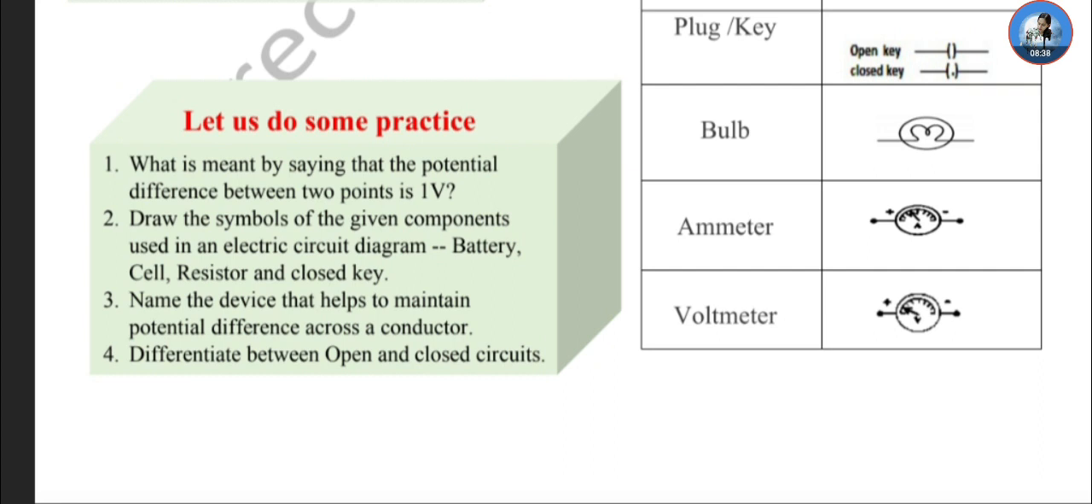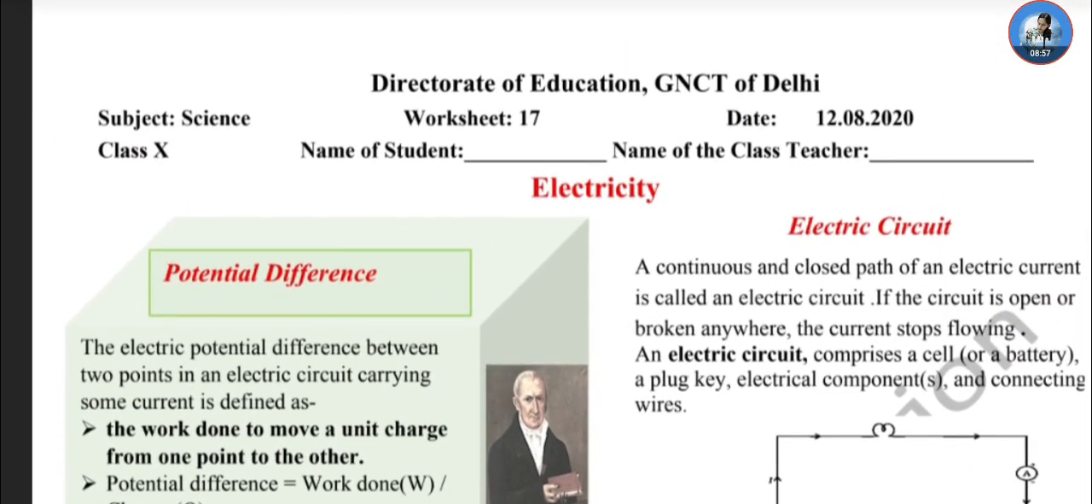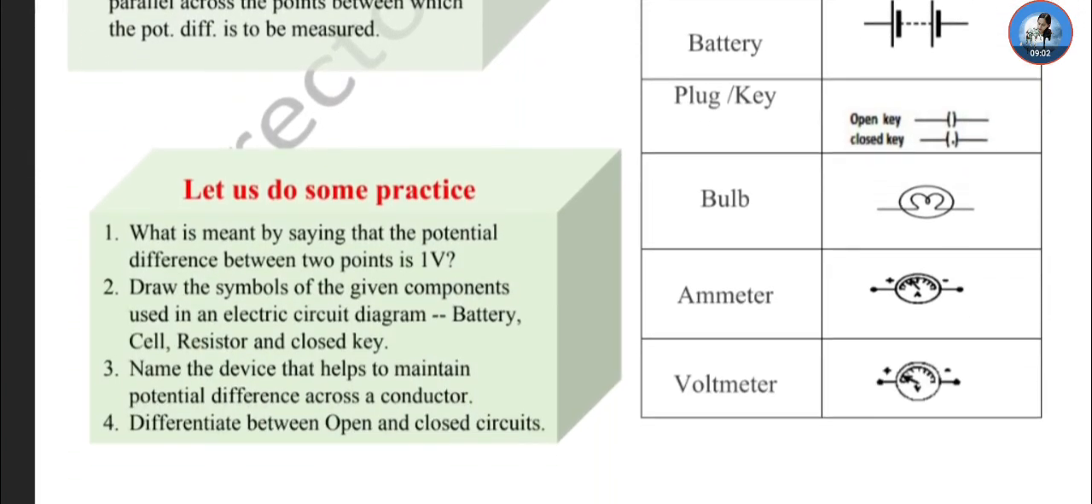Fourth one, differentiate between open and closed circuit. Students, we also discussed this. Open circuit means no current is flowing through it and it is called switch off. Closed circuit, current is flowing continuously and it is called switch on. I think by this worksheet all these things about the potential difference, circuit and its components are clear to you.